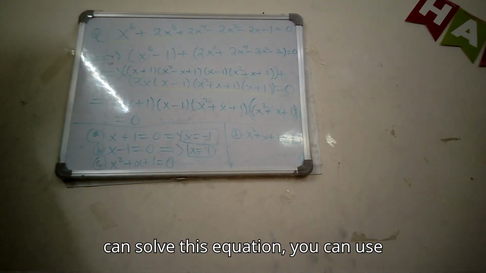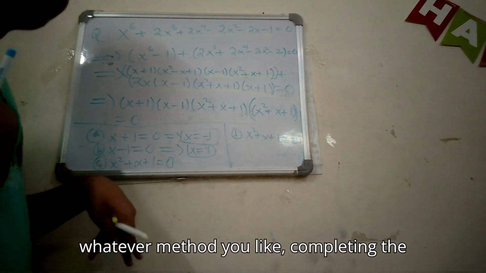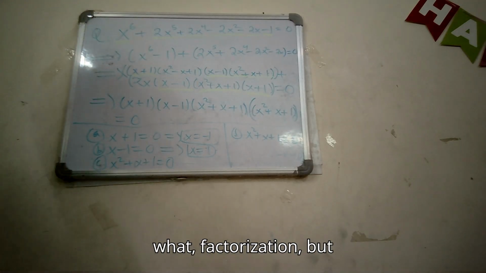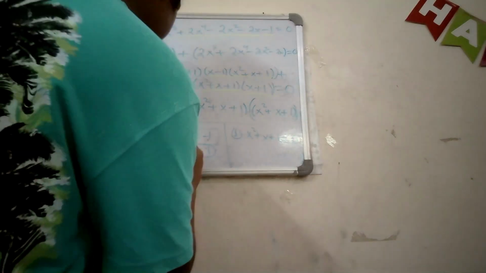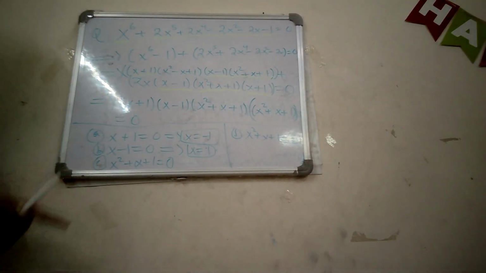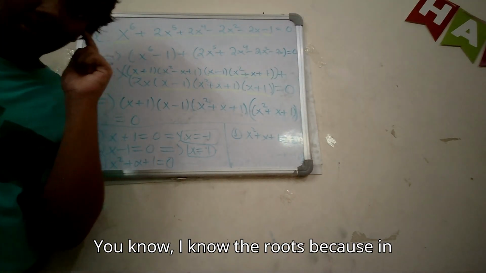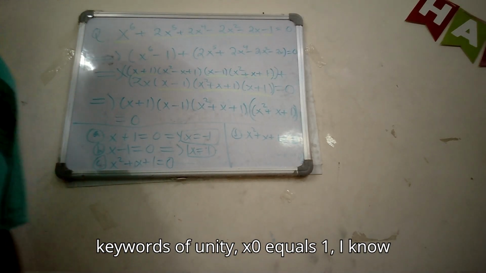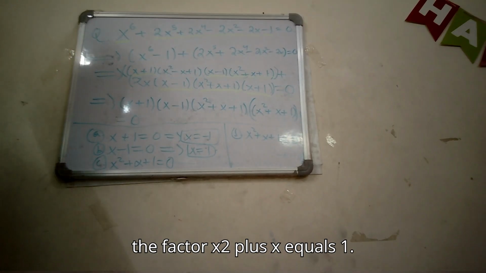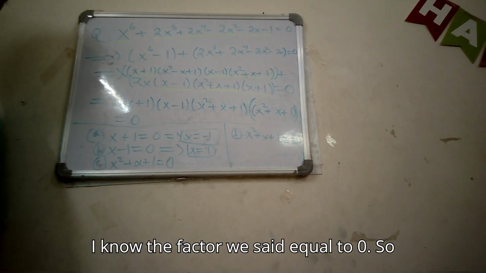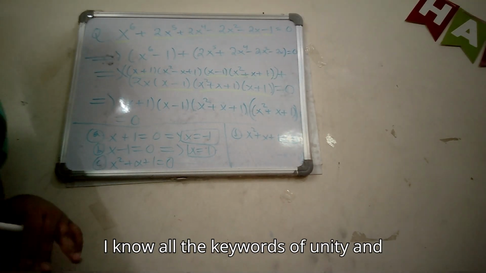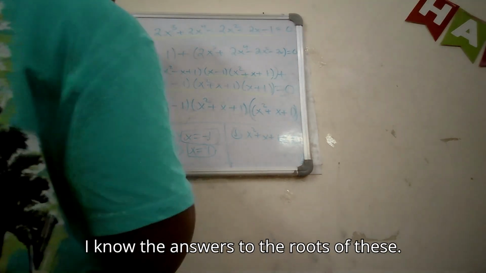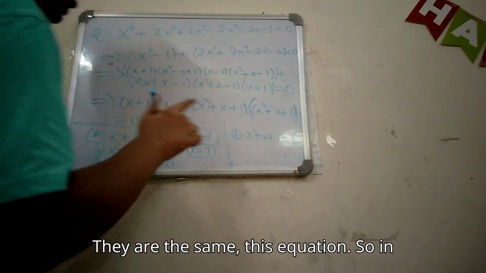Now I can solve this equation. You can use whatever method you like: completing the square, using the formula, or factorization. But I actually remember these roots from when I made the video on cube roots of unity, x cubed equals 1. I know the factor x squared plus x plus 1 is set equal to 0. So I know all the cube roots of unity, and these roots are part of them. That's why I know the answers to the roots of this equation.